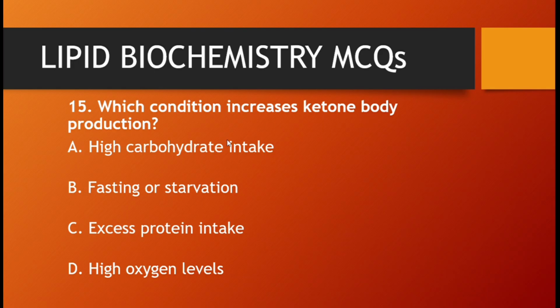Which condition increases ketone body production? Is it high carbohydrate intake? Is it fasting or starvation? Is it excess protein intake? Is it high oxygen level? The correct option here is what? Fasting or starvation. The fasting can be prolonged fasting or even 24 hours fasting or even prolonged starvation. So it increases what? Ketone body production. That's when the glucose has been used up in the body, right? So ketone bodies will now be produced.